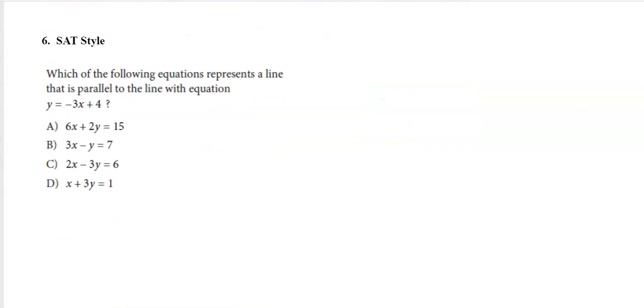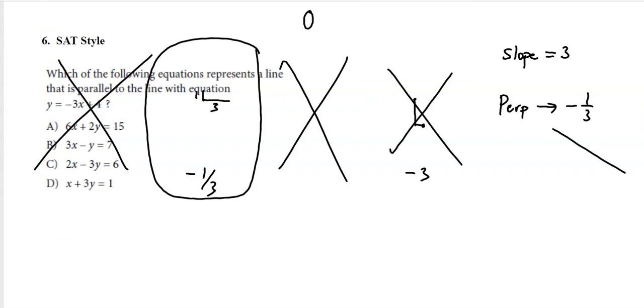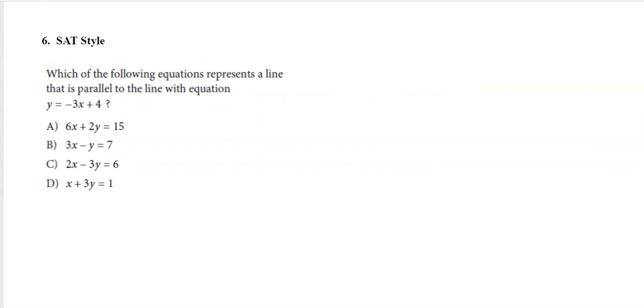All right. Now in SAT style, to wrap up this set of notes, because you do have a few of these on your homework. Which of the following equations represents a line that is parallel to the line with the equation? So they give me an equation, and I want to be parallel to that. Well, that line has a slope of negative 3. And if I'm going to be parallel to him, I also got to be negative 3. So my question is, which of these lines have a slope that's negative 3? And remember, these are all in standard form, so these are kind of nasty.